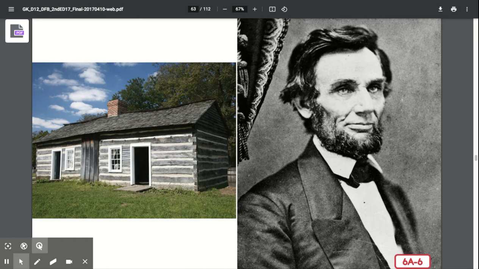Lincoln hated slavery. However, he also hated war. And when he became president, he tried to prevent the war from starting. But too many people on both sides were angry about many different issues, including slavery.